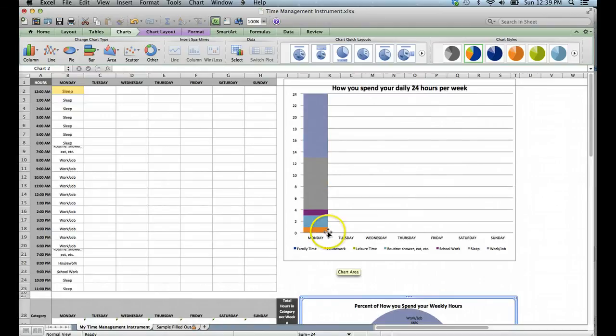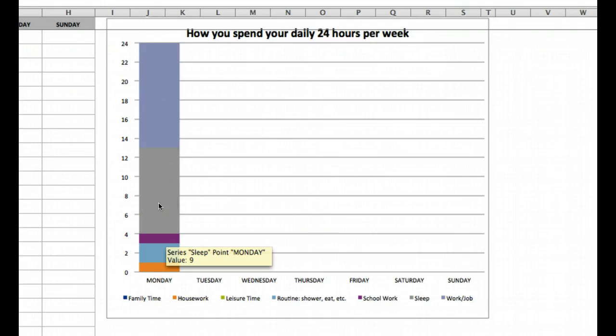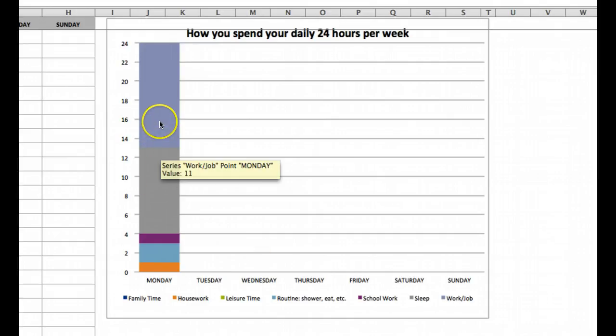and shows you values. If you hold your cursor momentarily over a given color section, you will see a little box that shows you the category, the date, and the value, which in this case is 9, for sleep. That means that 9 hours are being spent sleeping on Monday. On the blue section, you see that 11 hours are being spent at work on Monday.